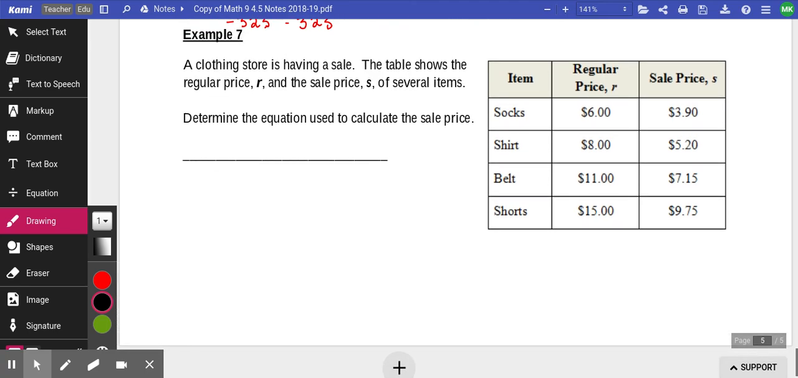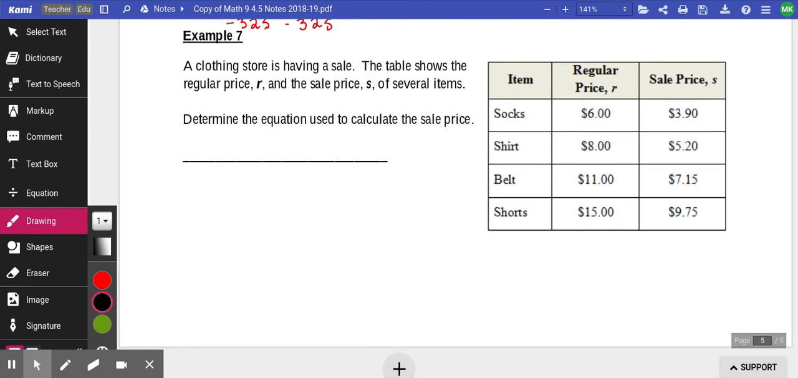All right, last question here. It says a clothing store is having a sale. The table shows the regular price and the sale price of several items. Determine the equation used to calculate the sale price. Okay.